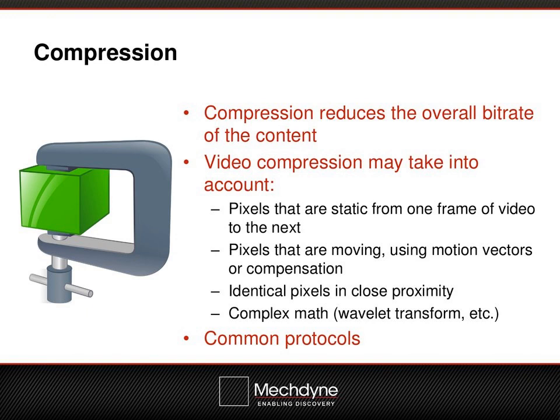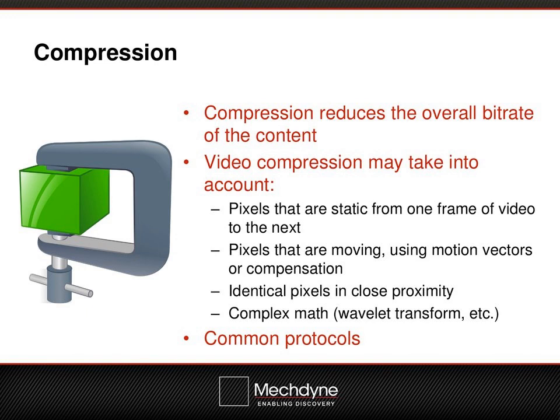Video compression may take into account a number of different things. For example, it may only look at the pixels that change from one frame to the next. If a pixel is static from one frame to the next, it may not actually send that pixel information down with the next frame. It may go, hey, that pixel didn't change, I'm not going to send that pixel down the video chain. So it may only send the pixels that change from one frame of video to the next.